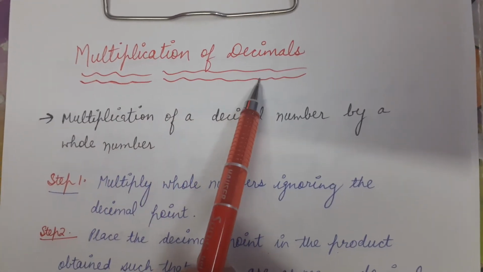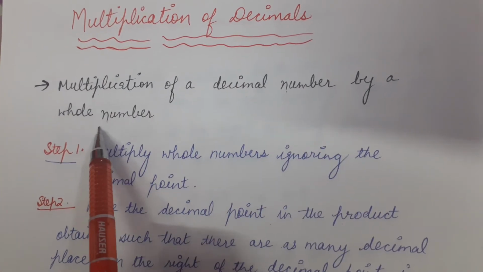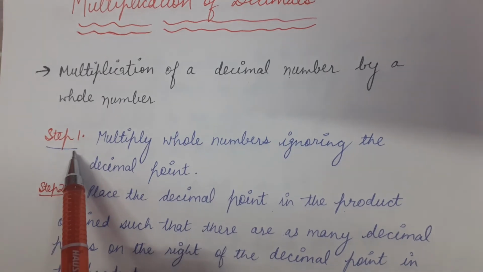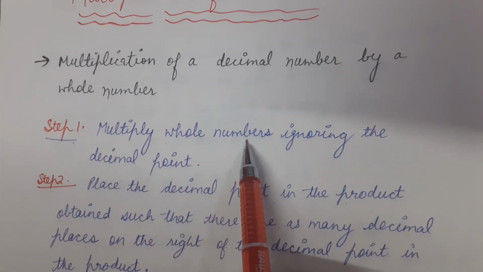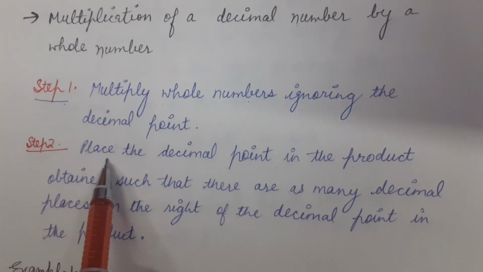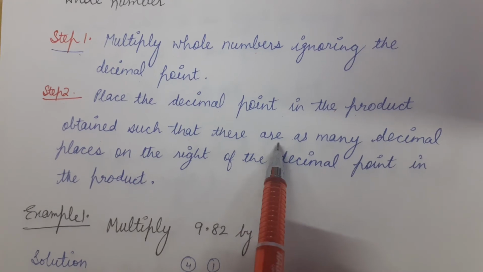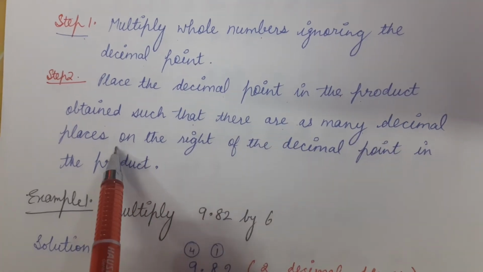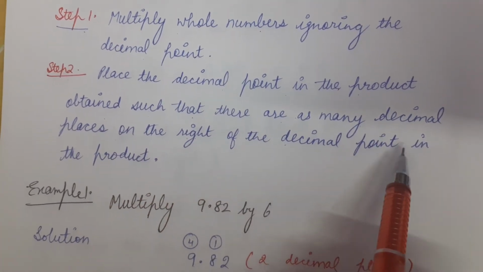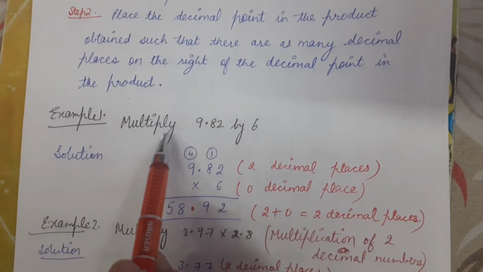Multiplication of decimals. Under this, multiplication of a decimal number by a whole number. Step number 1 is multiply whole numbers ignoring the decimal point. And step number 2 is place the decimal point in the product obtained such that there are as many decimal places on the right of the decimal point in the product. We can understand this concept by an example.